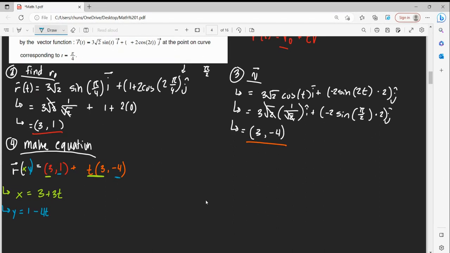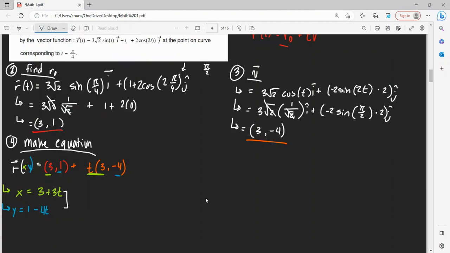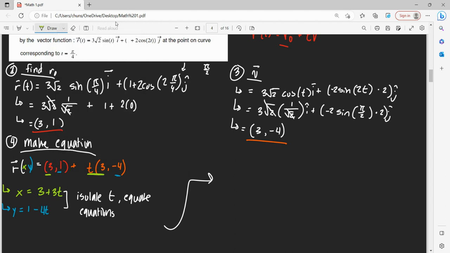So now that we have our components, let's isolate for t. So then we can solve for each one. Isolate t, equate equations, and then you'll get your Cartesian equation. So let's just work with x first. Let's move everything over. So we have x minus 3 over 3 equals t.